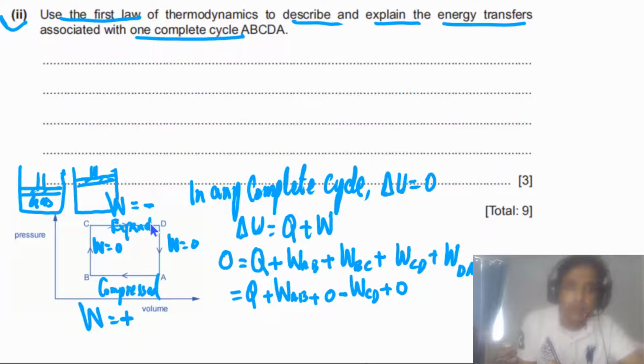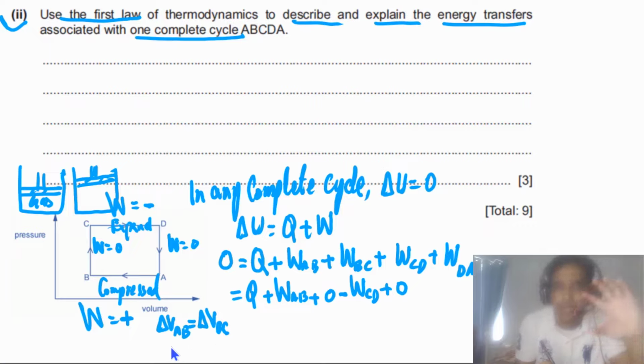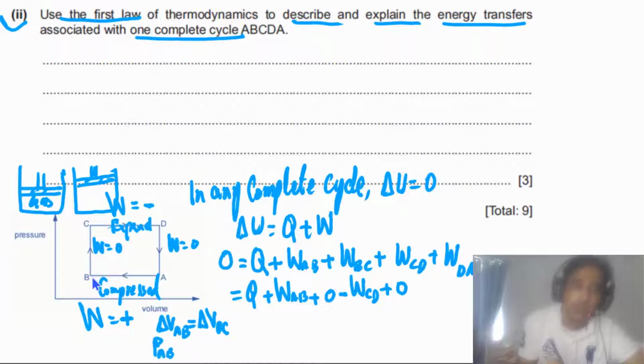So if we look at change in volume between CD and change in volume between AB, change in volume means increase in volume and decrease in volume, they are the same. So we can say change in volume between AB is equal to change in volume between CD. One is positive, one is negative, but in magnitude the change in volume is the same. I'm talking about magnitude. Change in volume is the same.